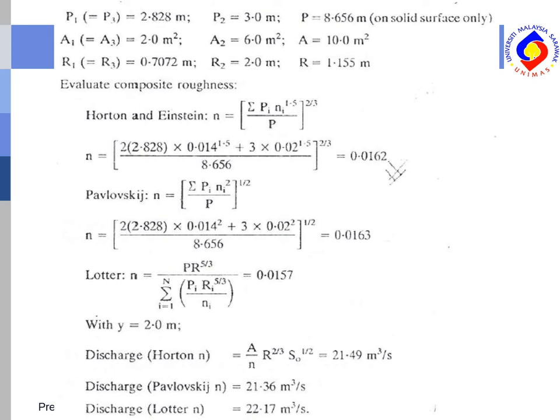Then you apply the Manning's equation. Q equal to 1 over N, A, R to the power of 2/3, multiplied by the square root of S. So by using the different values of N from these three equations, you'll find that the discharge varies not that much, just a little bit. For example, Horton will get you Q as 21.49 meter cube per second. Pavlovsky is 21.36 meter cube per second, while for Lotter it is 22.17 meter cube per second.